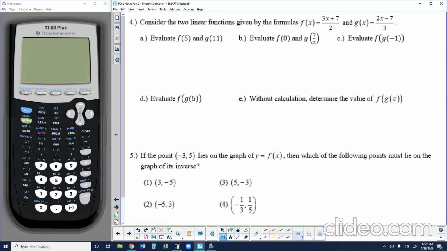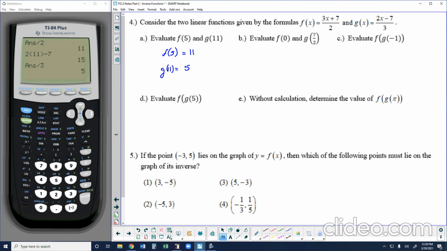In part A, it says to evaluate f of 5. We can do this in the calculator. If I substitute 5 into f of x, this would be 3 times 5 plus 7, and all of that divided by 2. So f of 5 is 11. And it also says to find g of 11. So g of 11, we could substitute into the calculator as well. G of 11 here would be 2 times 11 minus 7, and that value divided by 3 is 5.